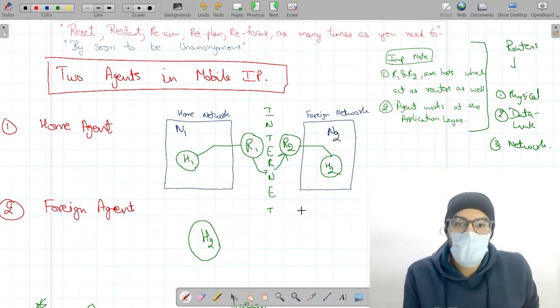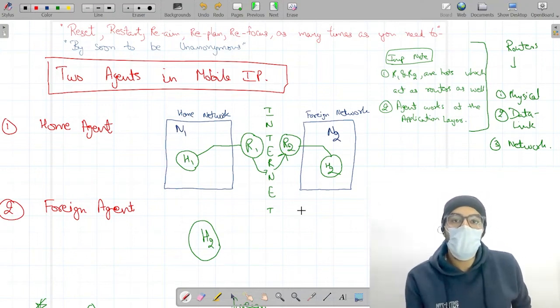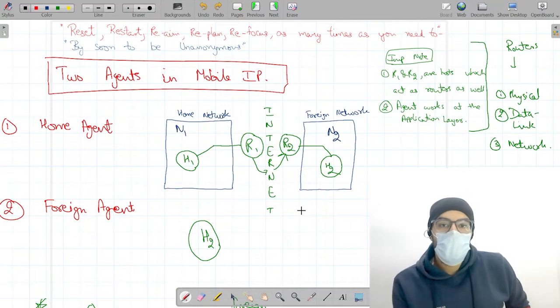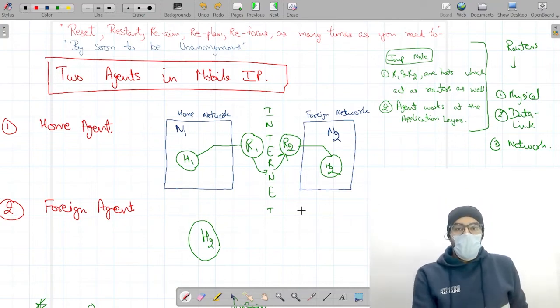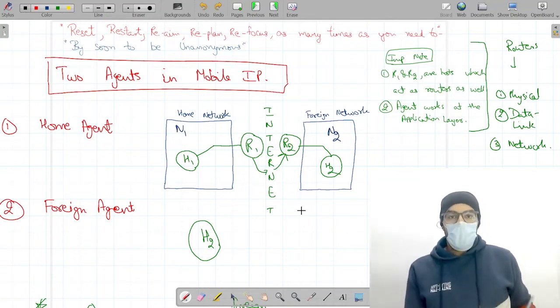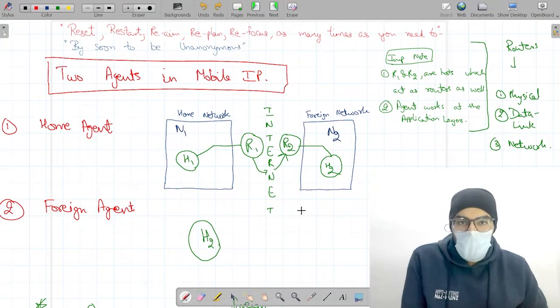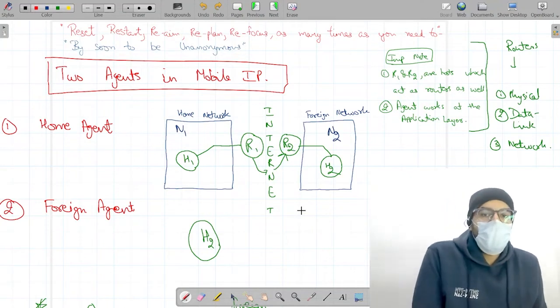In this lecture, we will be discussing the two agents that are used in mobile IP. Although we have already discussed the various agents and components of mobile IP in the mobile IP modules overview, here we'll discuss the agents a little more.